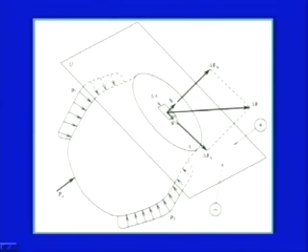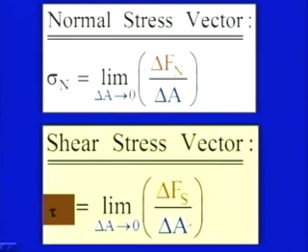As I discussed, this is the shear force for this particular area, parallel to the axis of this shearing plane. So, delta Fs divided by the effective area. The normal stress always acts perpendicular to the effective area concerned, and the shear stress always acts parallel to the area concerned.